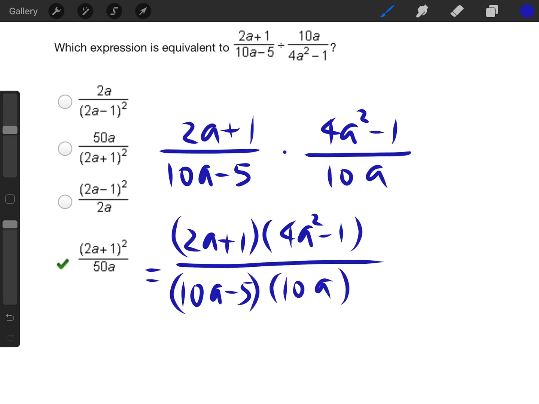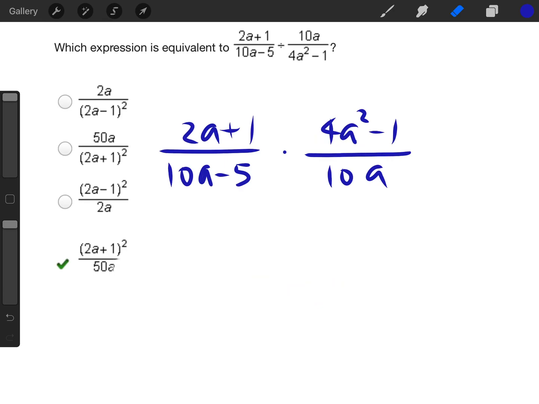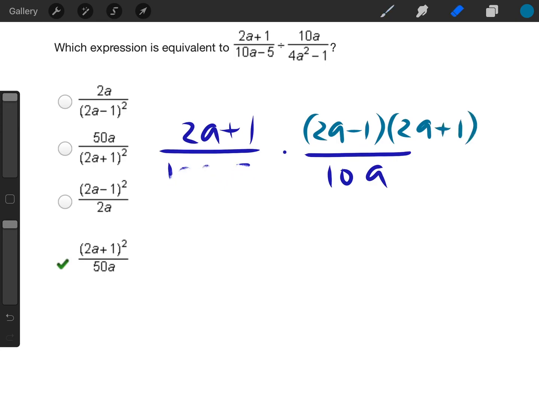Okay, so I actually see that there's some stuff that I could do to cancel out some stuff. So what we're going to do is, sorry, let me erase this correctly. Okay, so what you're going to do is rewrite this 4a squared minus 1 in the factor form. So it's going to be 2a minus 1 times 2a plus 1. Okay, so I'm going to rewrite this 10a minus 5 in the factor form. So I'm going to factor out the 5. So it's going to be 5 times 2a minus 1.